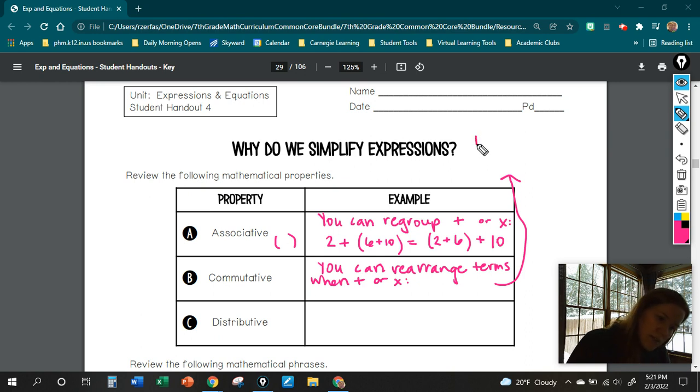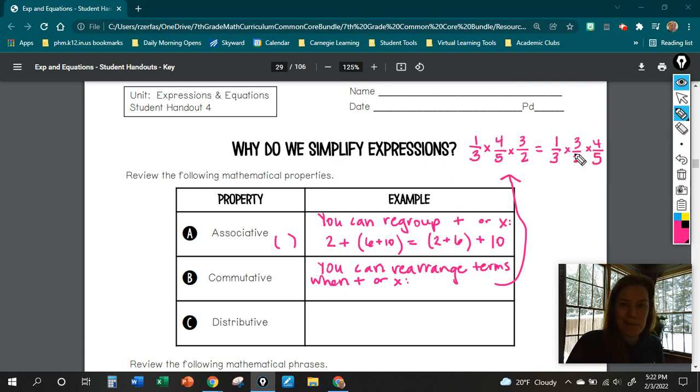So let's say you had something like this, 1/3 times 4/5 times 3/2. So you could just multiply everything just like that, but the commutative property says you can move the numbers around in a way that's more helpful. So for me, I would actually start by multiplying these two things first, and then the 4/5 last, because I know that these threes are going to cancel. So it just makes things a little more efficient. So commutative has to do with numbers moving around and changing places.